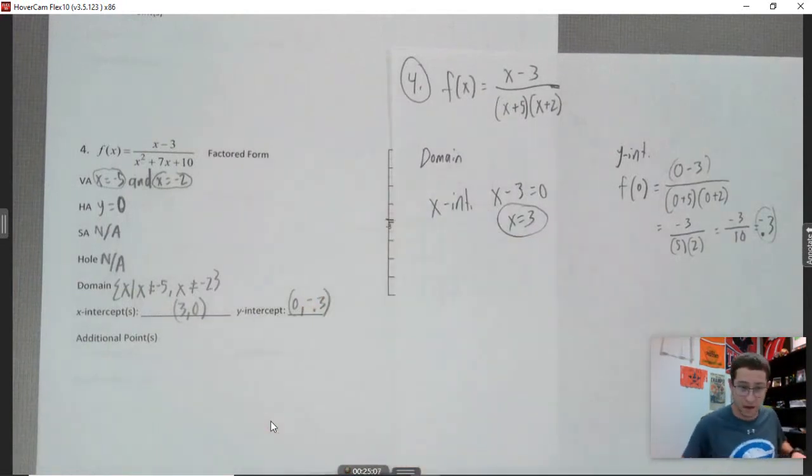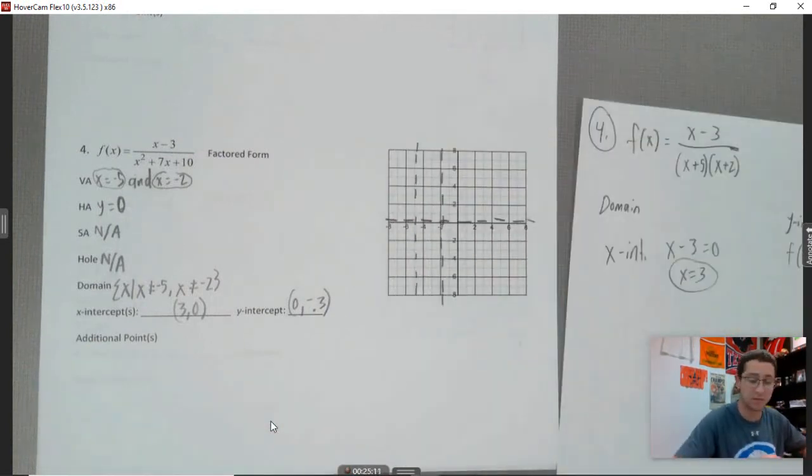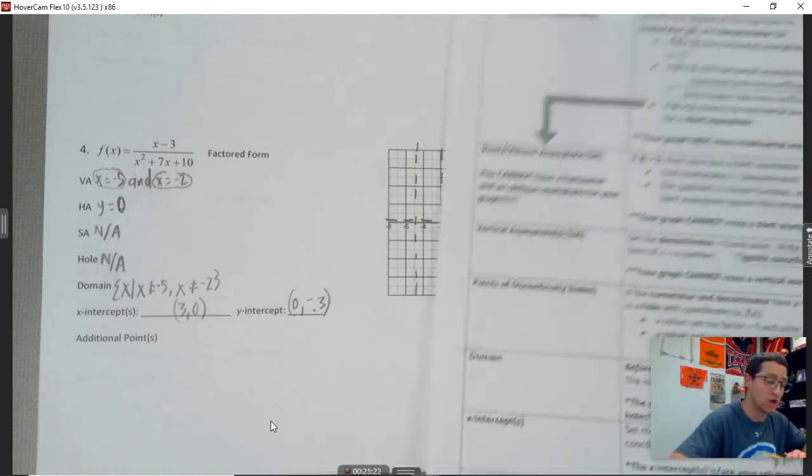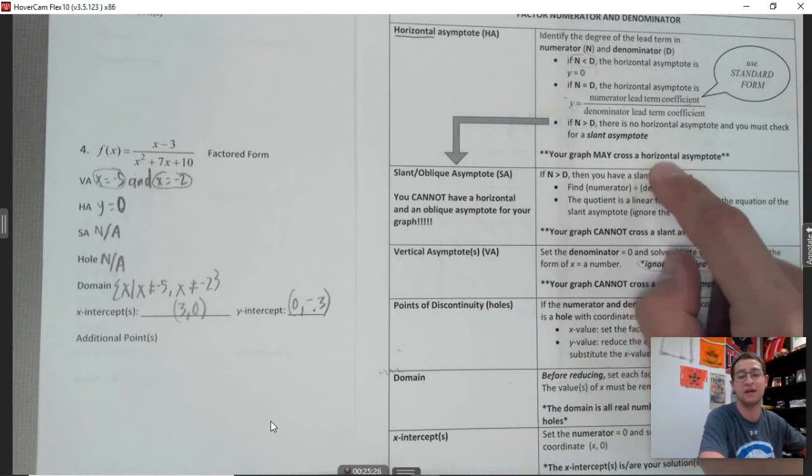All right, and we can go ahead and graph those. And something weird happens here. I feel like probably your whole life you've been taught that you can't touch an asymptote, but every once in a while with horizontal asymptotes, if you note up here, it says your graph may cross a horizontal asymptote.